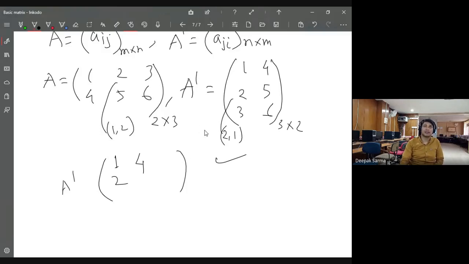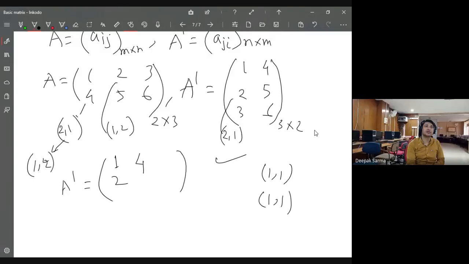If I apply this definition, suppose 1, because the entries will be the same, 1 will move to some place. So I identify the position of 1. It is 1,1, because 1 is in the first row and first column. If I interchange this, again I get 1,1. So in A transpose also 1 will be in the 1,1 position. Now the position of 4 is 2,1. It is in the second row and first column. If I interchange this, I get 1,2. So 4 will move to the 1,2 position.